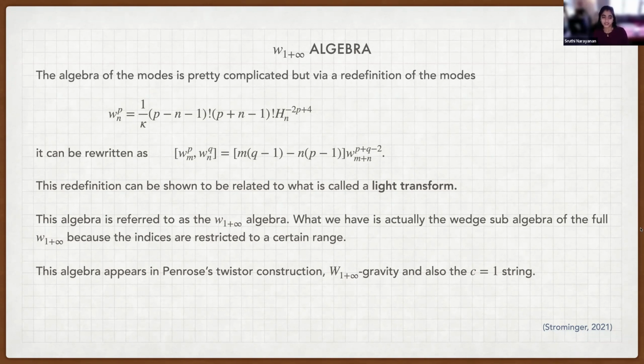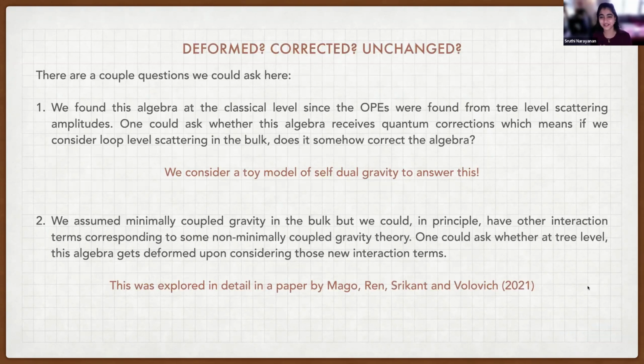But maybe in the interest of time, even though this is a very interesting discussion, I'll move on so I can get to the main result of our paper, which is coming very soon, I promise. As I mentioned before, there are a couple of questions we could ask. What we've talked about a lot is this second question: we assume minimally coupled gravity in the bulk, but what if we have some other, more exotic interactions? At tree level, does this algebra get deformed? What happens to it? Does it make sense?